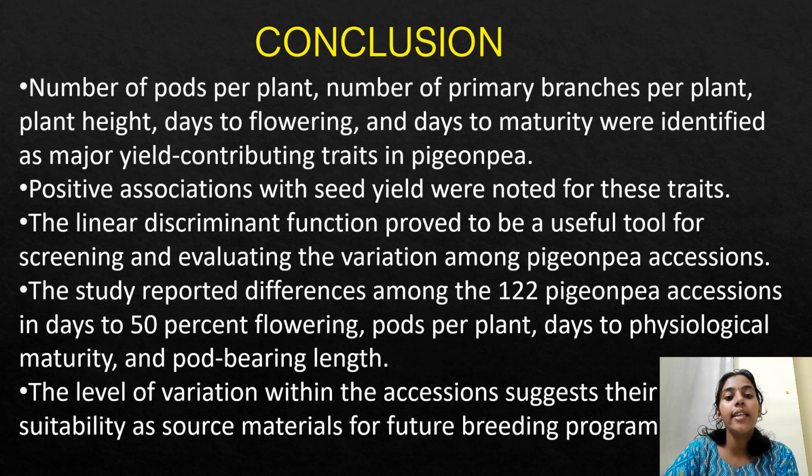And the next thing is that the linear discriminant function proved to be a useful tool for screening and evaluating the variations among PGNP accessions. The study reported differences among the 122 PGNP accessions in days to 50% flowering, pods per plant, days to physiological maturity, and pod bearing length. The level of variation within the accessions suggests their suitability as source material for future breeding programs.